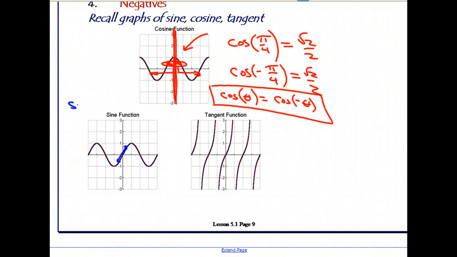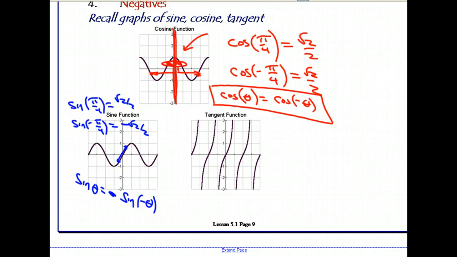So if I had the sine of pi fourths and the sine of negative pi fourths, what would happen? Sine of pi fourths, I get a positive answer. Sine of negative pi fourths, I get the exact opposite. I get a negative answer. So we'll get that idea. We'll say the sine of theta is the opposite of the sine of negative theta.